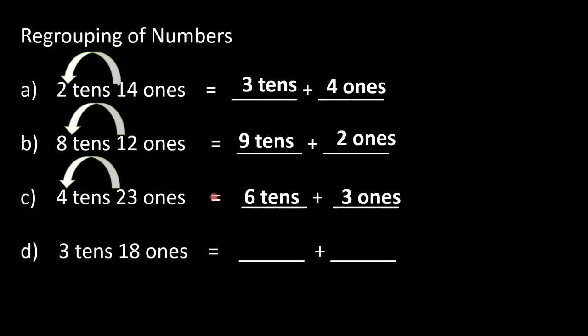Now in D part, 3 tens 18 ones. So beta, here again in 18 two digits are given, ones and tens places. Now we will forward this one to 3 tens. Okay, so 3 plus 1 is 4 tens and 8 ones. So here we will write 8 ones first of all. Then we will write here 4 tens.